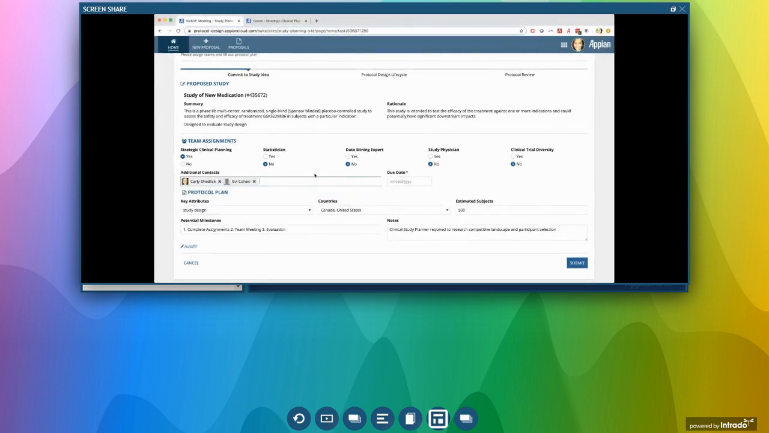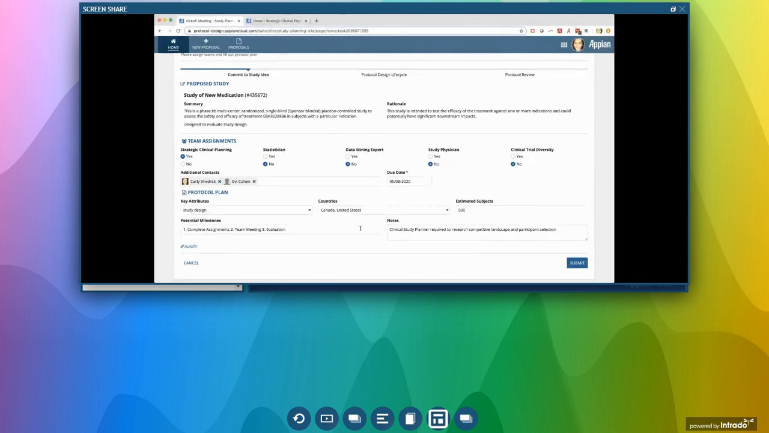I'll go ahead and add in myself and Evie as additional parties responsible for keeping an eye on this or adding information and being involved throughout this process, as well as a due date where all the information must be gathered and completed by to keep this process moving forward efficiently, as well as any information that I want to include about the study itself. For example, key countries that we might want to investigate further, number of subjects, milestones, any notes I'm wanting to record can all be taken to one place within Appian as well.